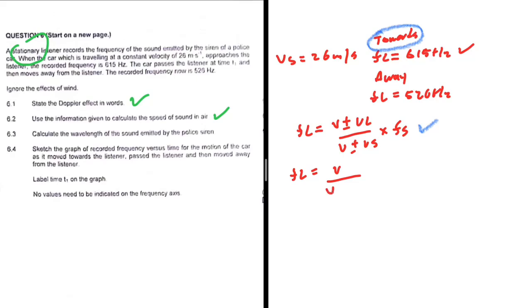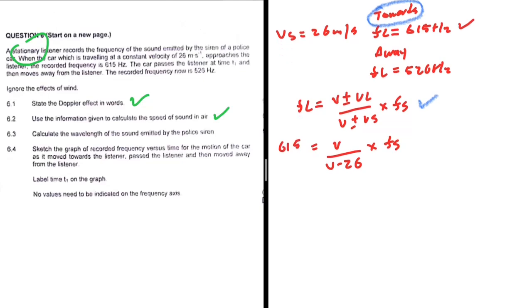So we have V, the speed of sound in air, which we're trying to calculate, and then Vs, that of the source. The source is moving towards, right? So we're going to have V minus 26, multiplied by Fs. We know Fl, when the sound source is moving towards, is 615 hertz. So there we go. We can't proceed any further because we have two unknown variables.